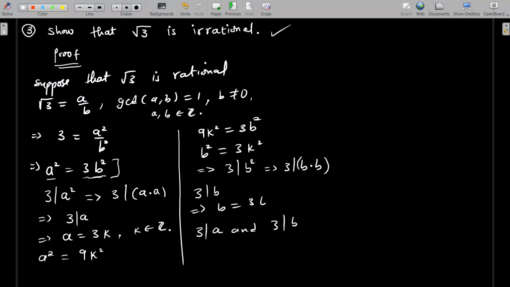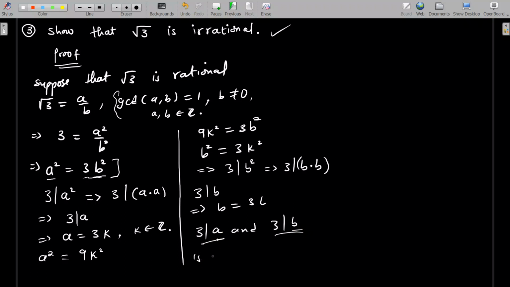What does this tell us? It tells us that 3 can go into a and also go into b. But what we said earlier was that the GCD of a and b is 1. That means the only number that can divide both numbers is 1. But we've been able to show that if we suppose square root of 3 is a rational number with this property, a rational number that can be broken down into its simplest form a over b, then this is not working, because after stating that the GCD is 1, we've shown that there's another number, 3, which also divides both a and b. So this is a contradiction.